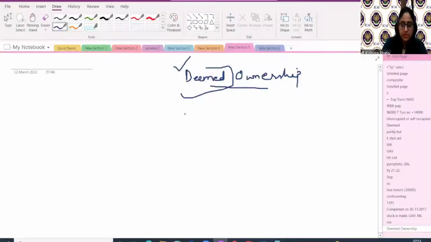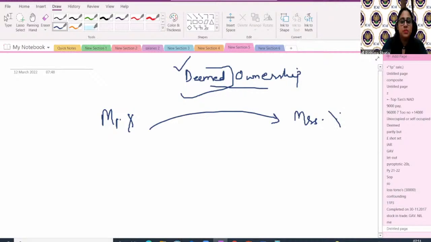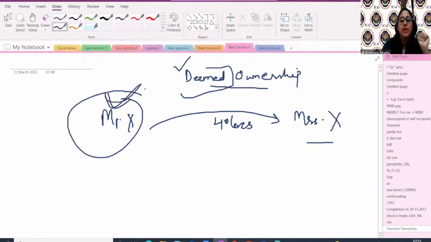So if Mr. X transfers the house property in the name of Mrs. X and the property's value is 40 lakhs, he did not take anything. And the property's owner now on papers is Mrs. X. But who would be considered the deemed owner? Mr. X, because he transferred the property without any adequate consideration. So he would be considered the property's owner as per section 27, and as per section 27 he is the deemed owner now. So any income from that house property would be taxed in the hands of Mr. X instead of Mrs. X.